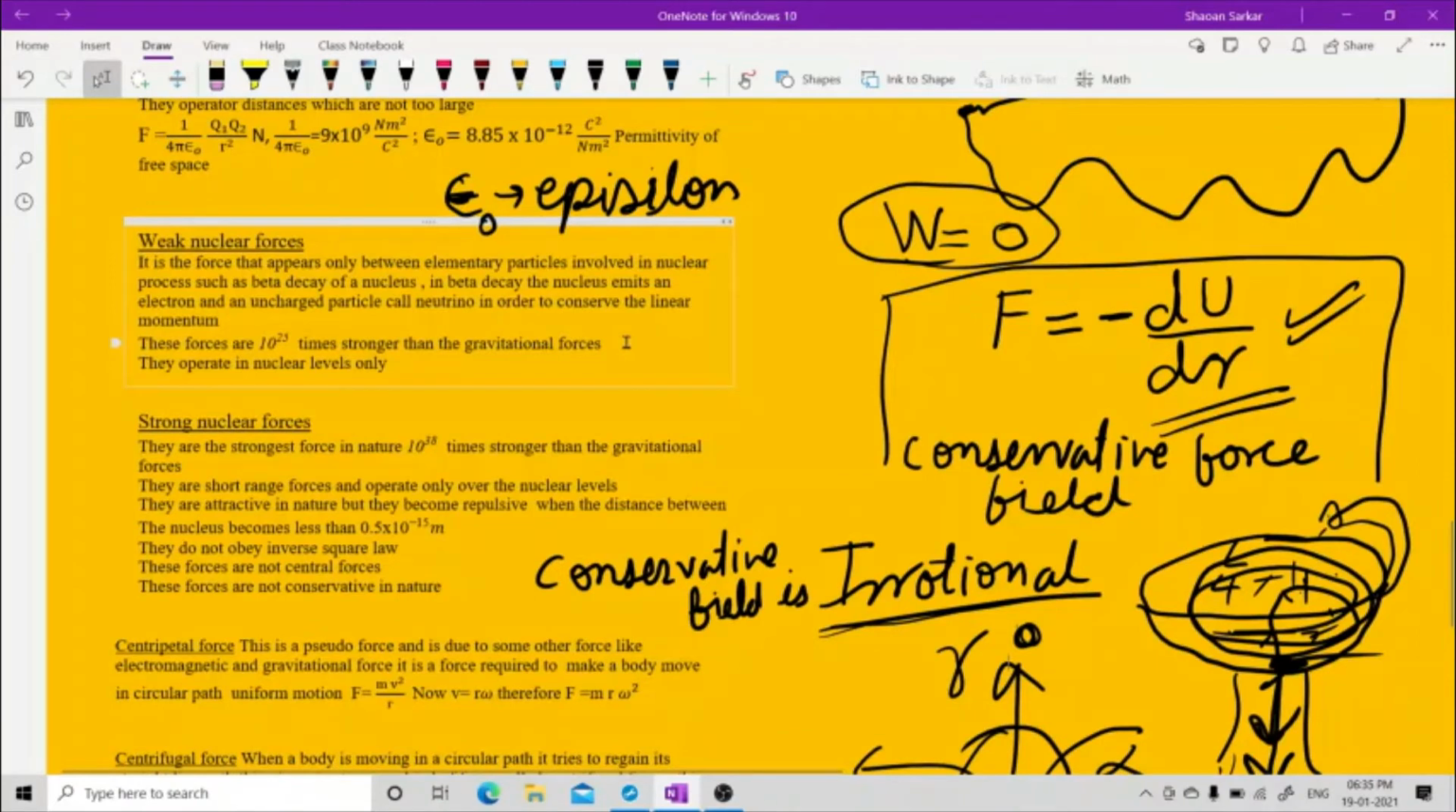Nothing more is in this. You just have to remember these points, and when they ask in the examination, just write them down. This is the strongest force in nature. It is of very short range and operates at the nuclear level.